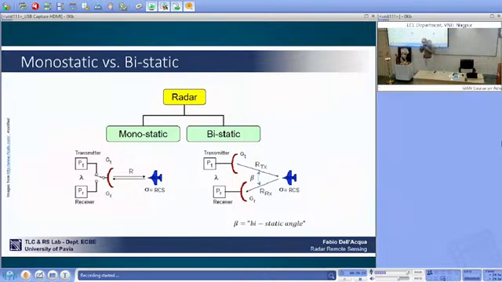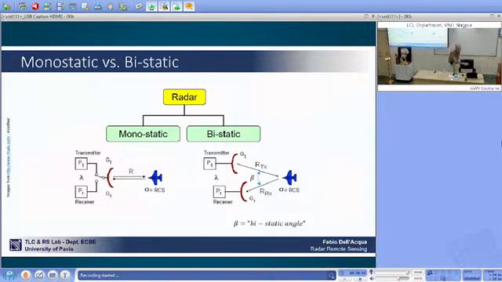Since in the Earth observation domain you have a satellite, and the satellite has limited space, the most common solution by far is this one. You have one antenna sitting on the satellite, and it does both jobs, naturally.